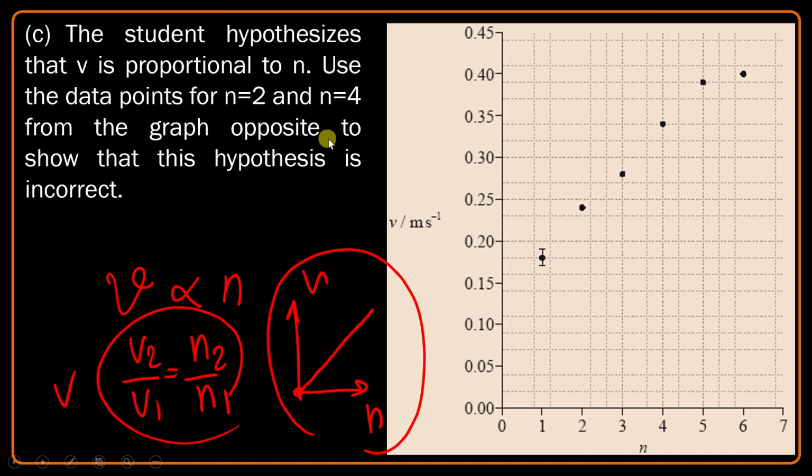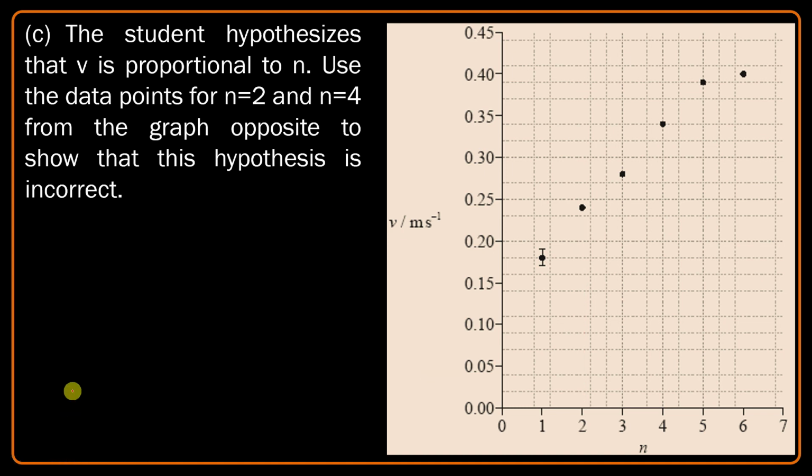From the graph opposite, let's read it. Use the data points for n equals 2 and n equals 4, here and here, from the graph opposite to show that the hypothesis is incorrect. Good, so let's check that. It's very easy. I check this point and this point. Let's do something like that.